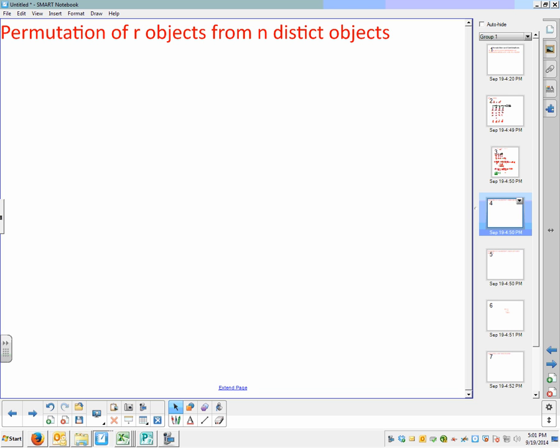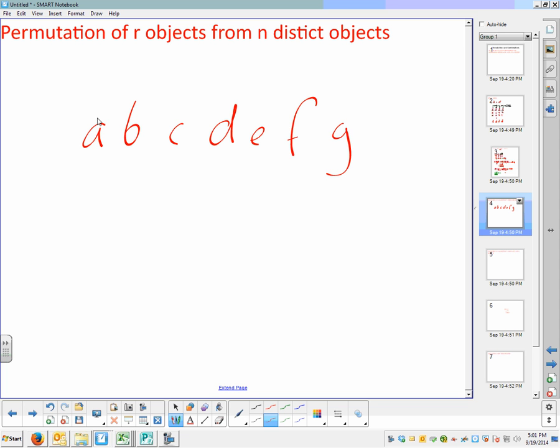Slightly more complex. What if you don't pick all the objects? What if I'm still making a 4-letter word, but now I've got 8 letters to pick from?